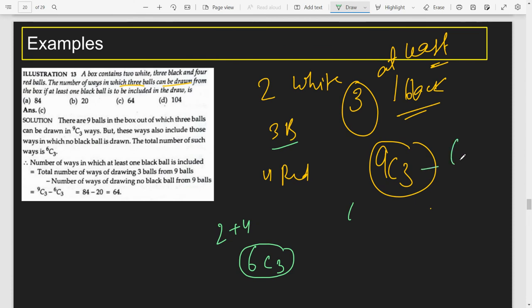Now 9C3 contains all the draws, that is white, black and red balls, and some of those draws do not contain a black ball. So what you can do is 9C3 minus 6C3. And 6C3 means all those draws where the balls are either white or red. So if you subtract all those draws, it will give the set of all draws where at least one black ball is there. You can read this part, and I will explain why we are subtracting 6C3 in this question.